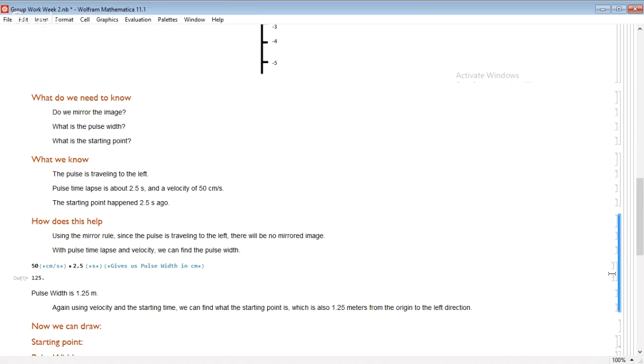The pulse width can be found by using the pulse time lapse and the velocity, multiplying them by each other to cross out the seconds, the time units. We will be left with centimeters, getting 125 centimeters or 1.25 meters. We will use our drawing in units of meters. Now, for the starting point, we also have that it happened 2.5 seconds ago. That also gives us 1.25 meters. So that basically means the starting position is 1.25 meters from the origin, and since it happened in the past, it will be on the left side of the origin.